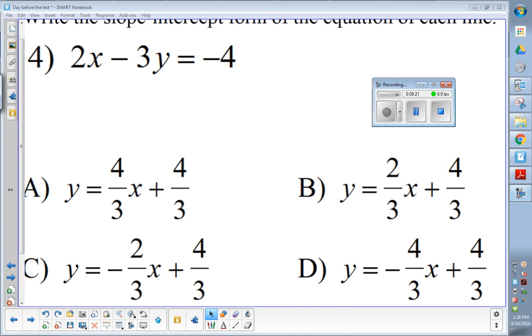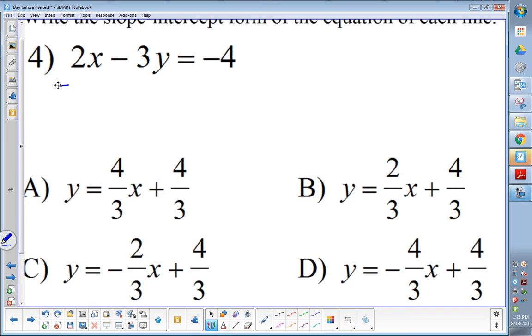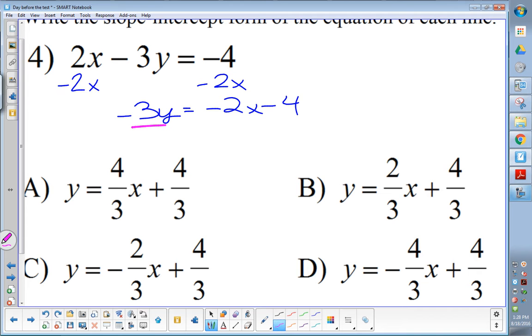Trying to get y by itself. So, Destiny, what'd you do first? Good. Subtract 2x. So she's got negative 3y equals negative 2x minus 4. Then what? Divide by negative 3. The one thing we normally forget is we forget to divide by negative 3. This cancels. We just say divide by 3 instead of negative 3.